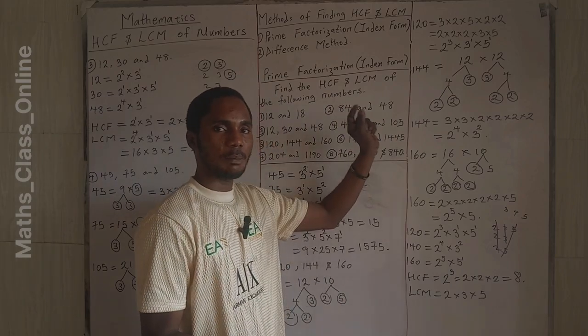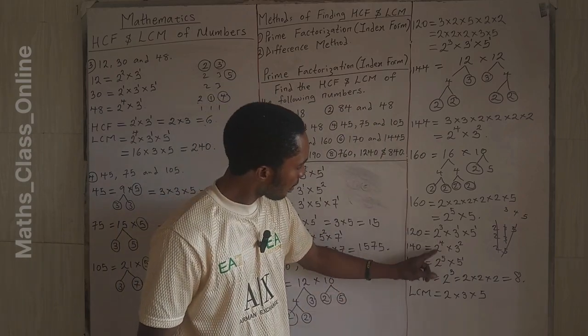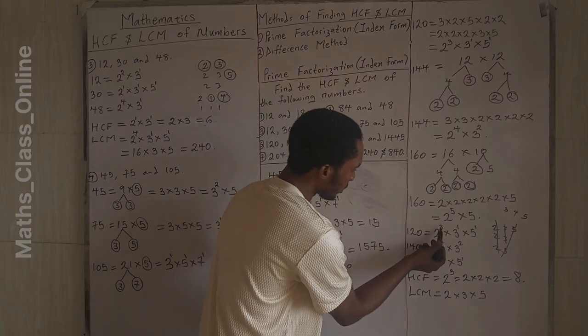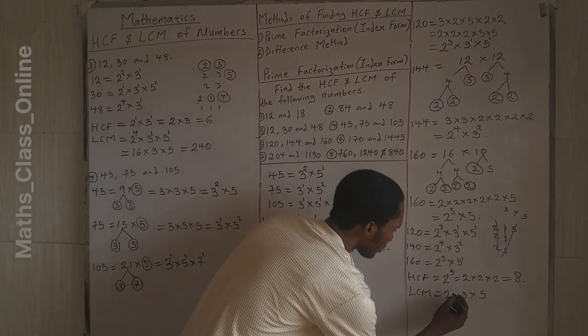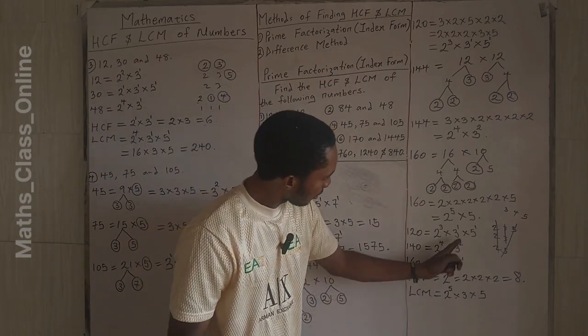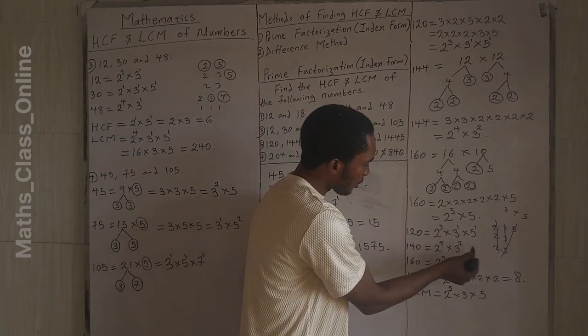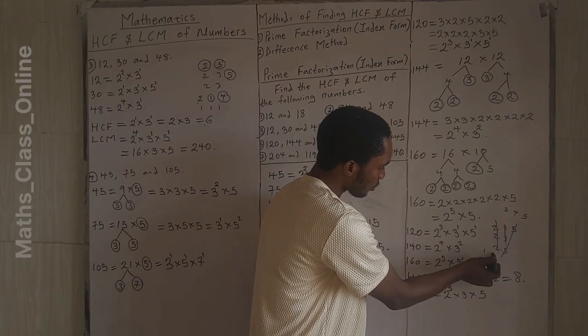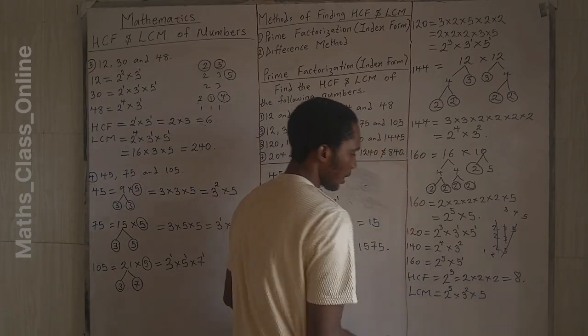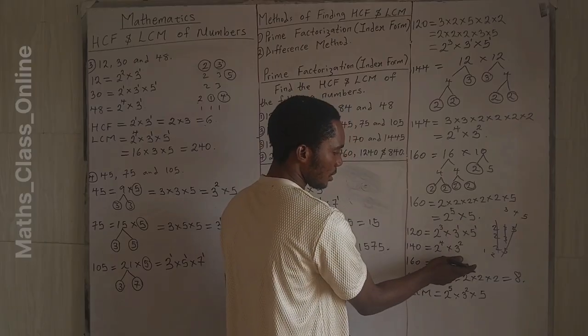LCM, highest power. 3, 4, 5 are the powers of 2 that we have. Which one is the highest? Between 3, 4, 5, the highest is 5. We have 3. The power of 3 here is what? 1. The power of 3 here is what? 2. Which one is the highest? That is 2. And we have 5 raised to the power of 1.